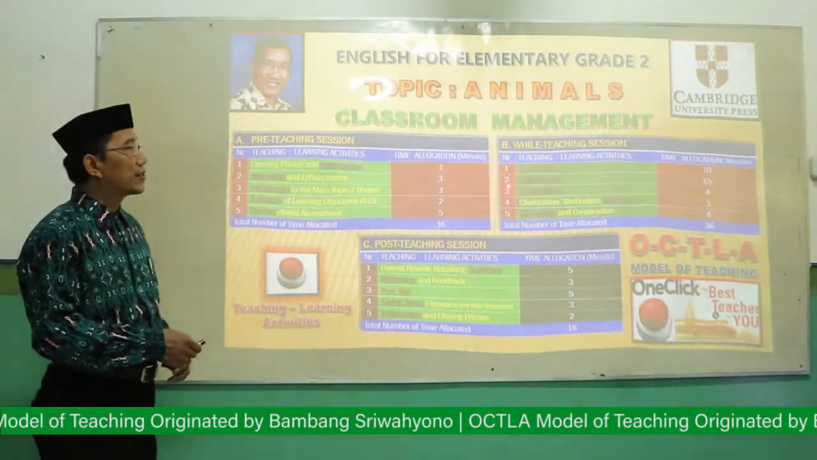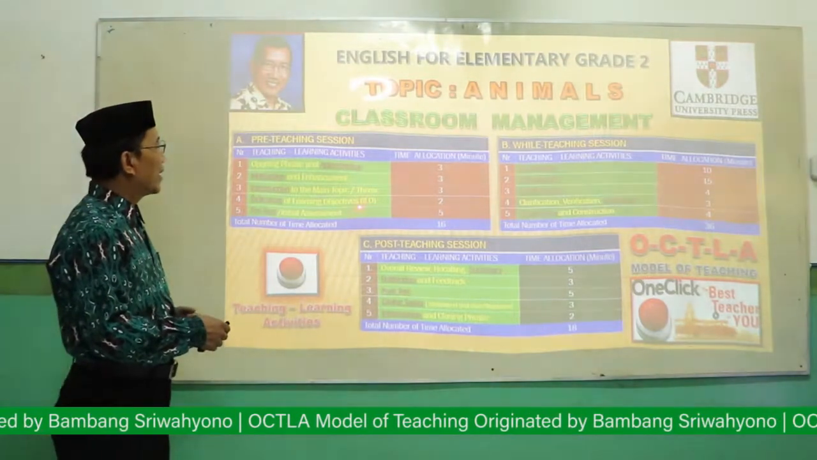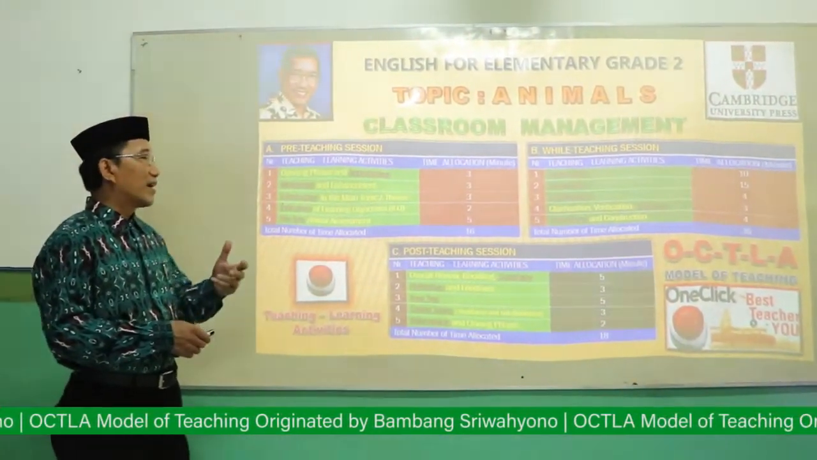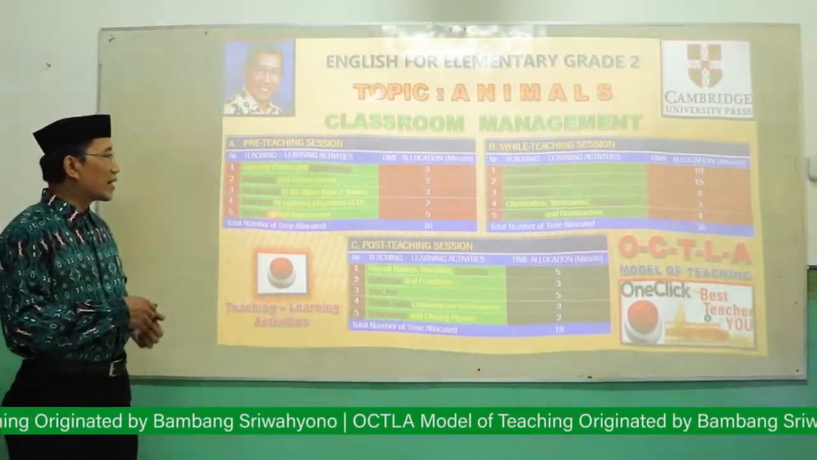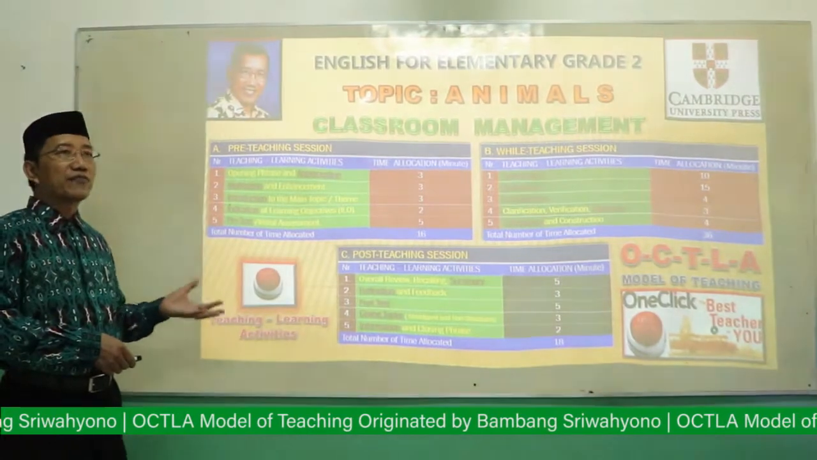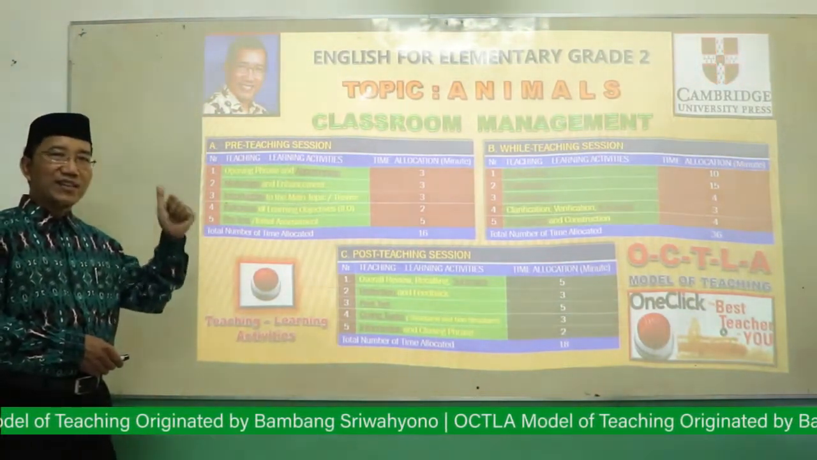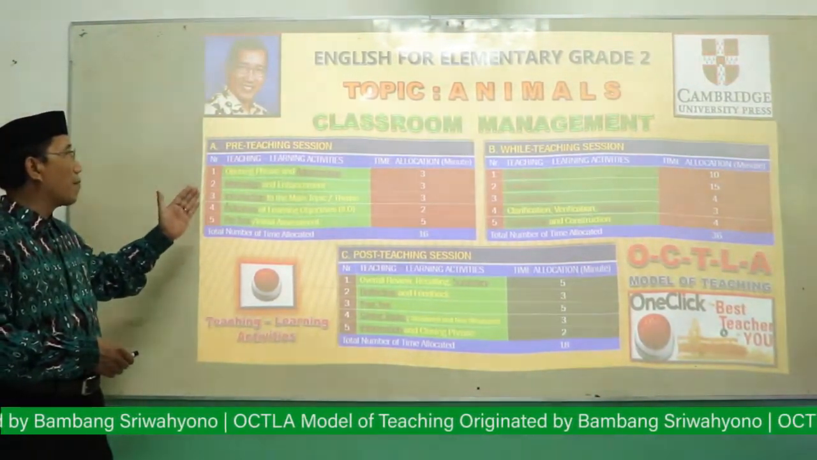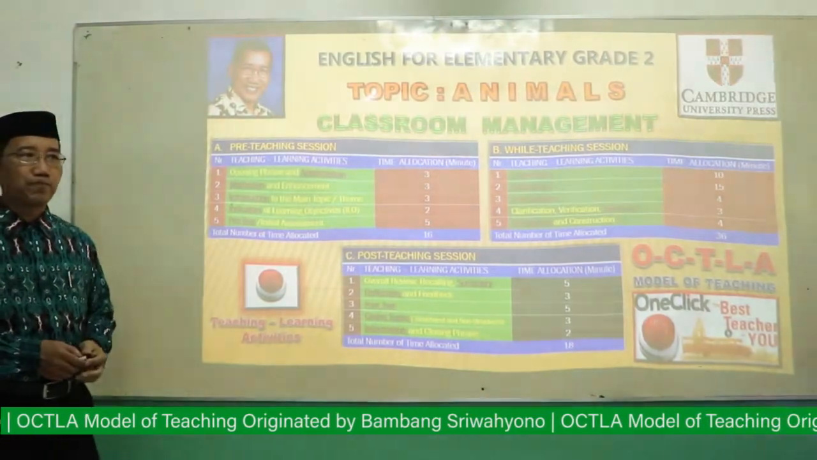So whenever we would like to apply this OCTLA model of teaching, we just click here, 1 click, and then we explain, finish, and go on to the next step. 1 click, finish, 1 click, finish, 1 click, finish, after the last activity. That is why this model of teaching is called the OCTLA model of teaching, meaning one-click teaching learning activities. Now, I would like to give you an example of the first activity of the pre-teaching session. Let us see it together.